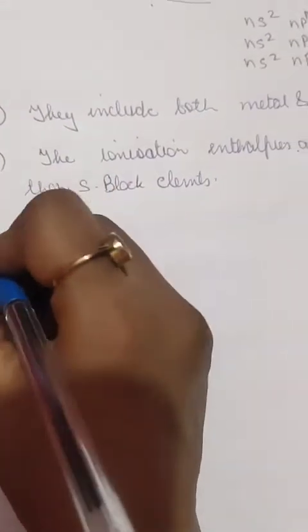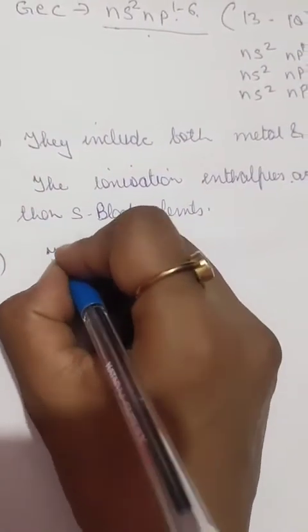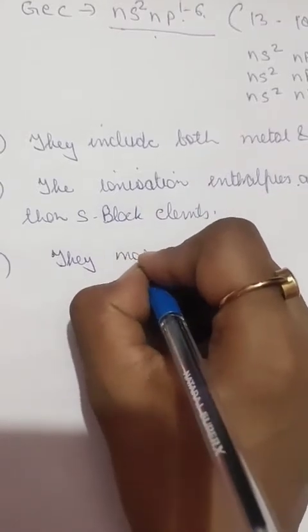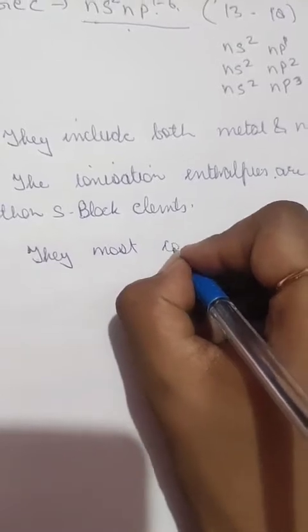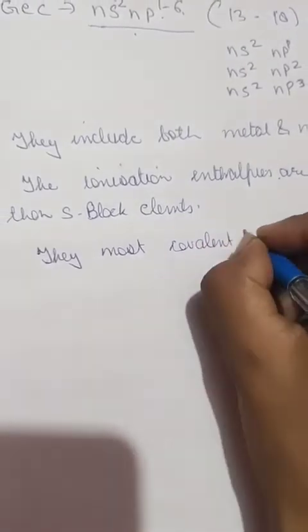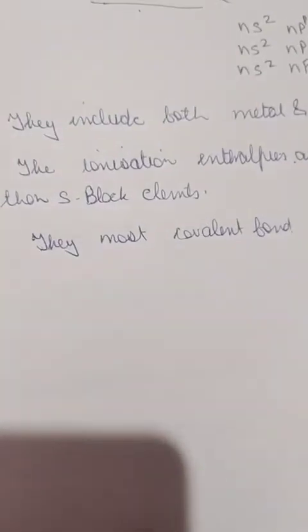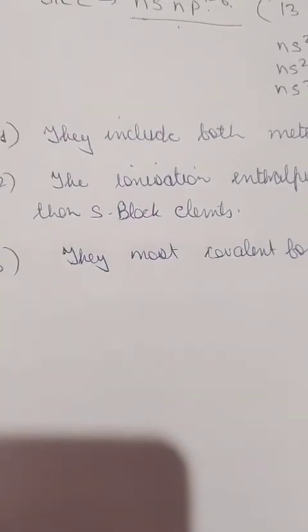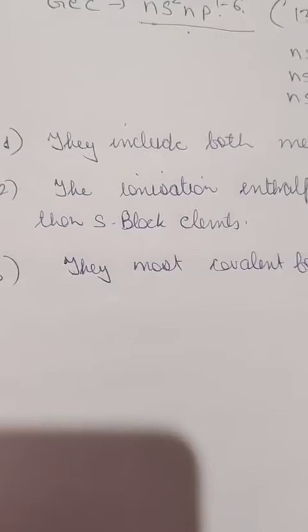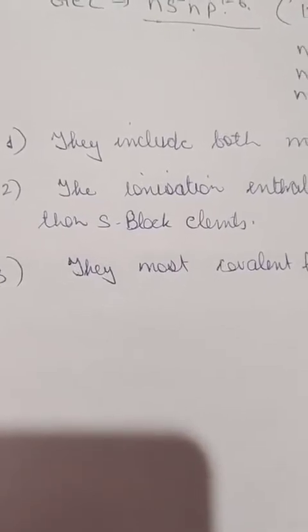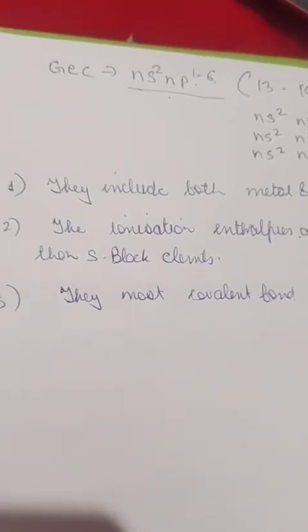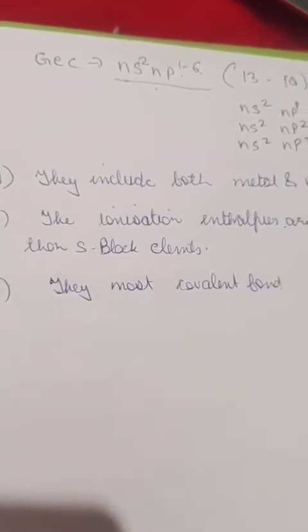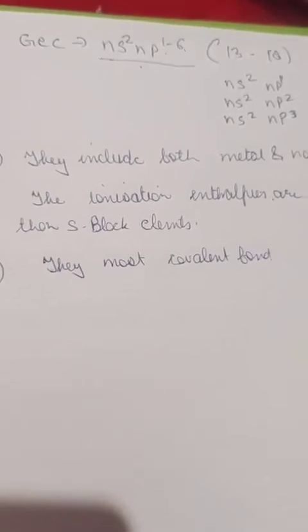Okay, so the third point is that they mostly form covalent bonds, because they are non-metals. They will not donate electrons; they will either gain electrons or form covalent bonds among themselves. Then some of them show more than one oxidation state in their compounds. That means sometimes they form metallic oxides and sometimes non-metallic oxides. Example, aluminium. Aluminium is amphoteric in nature, so we all know about that.